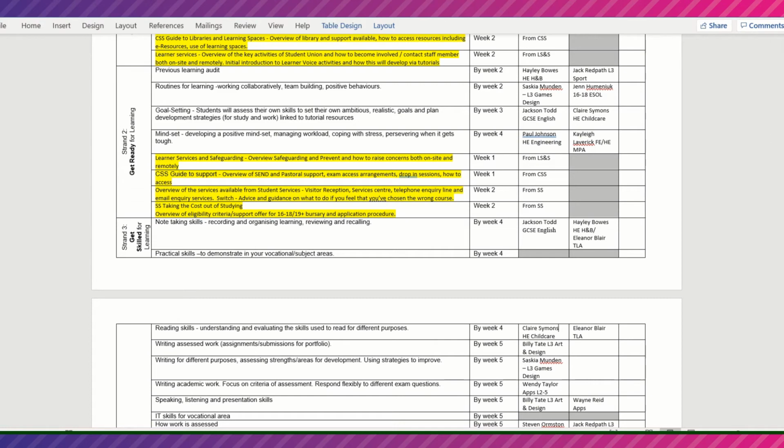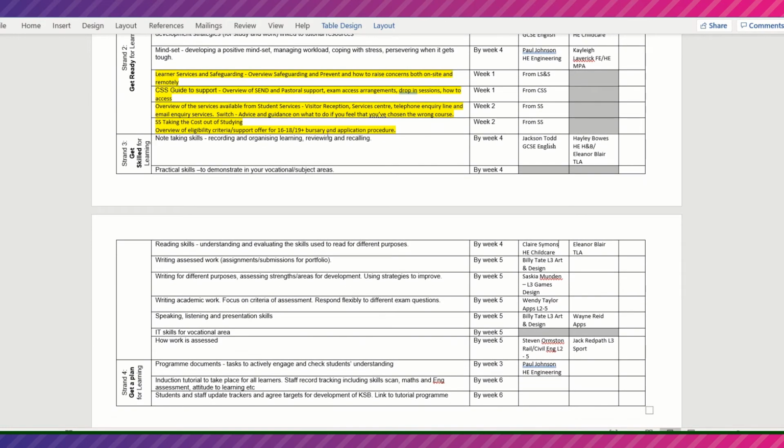Then we have a focus on getting skilled, so note-taking skills, writing skills, speaking and listening skills that students will need across the college, whether they're HE students, whether they're on study programmes, whether they're adult learners or whether they're apprentices. These are generic skills which are going to be necessary whatever their vocational programme of study is. The final one is also linked to tutorial, and this is about getting a plan for learning.